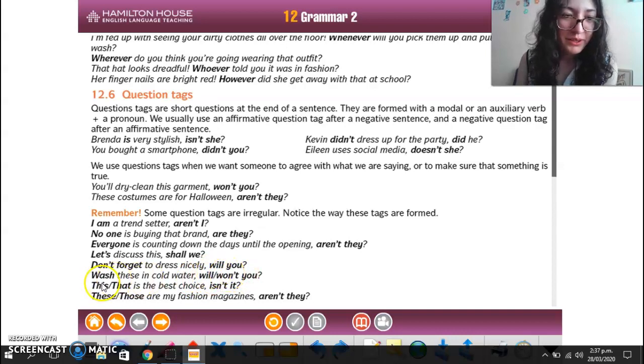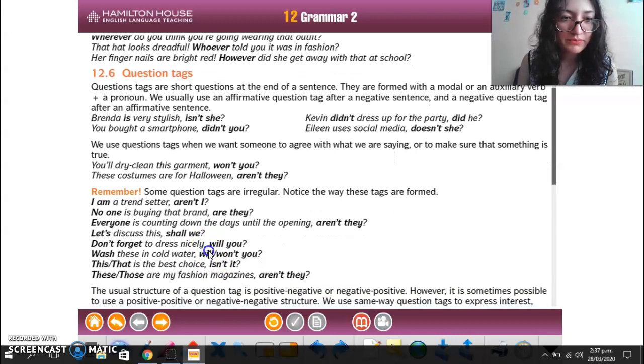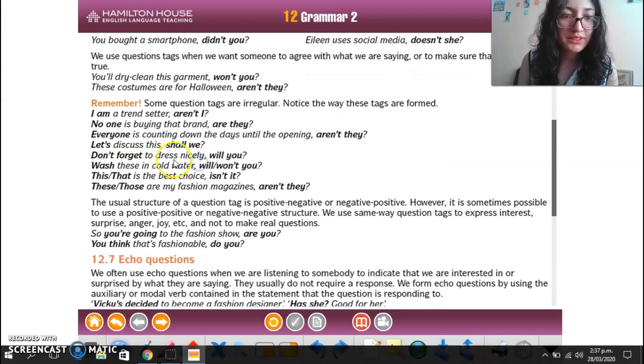I repeat it. This or that is the best choice, isn't it? These or those are my fashion magazines, aren't they? As you can see, the usual structure of a question tag is positive, negative, or negative, positive, like here. But sometimes you can use a positive, positive structure.